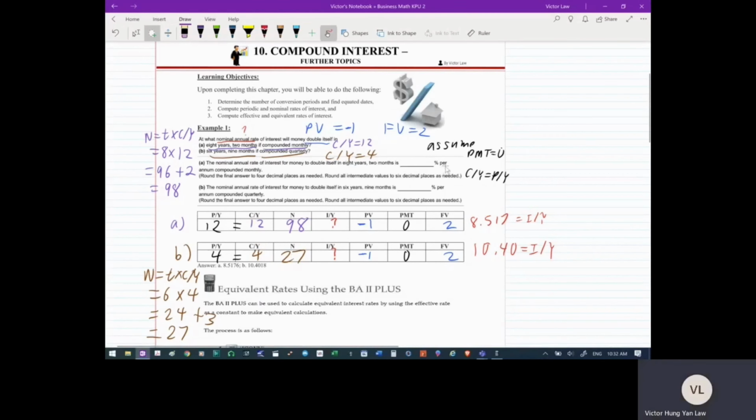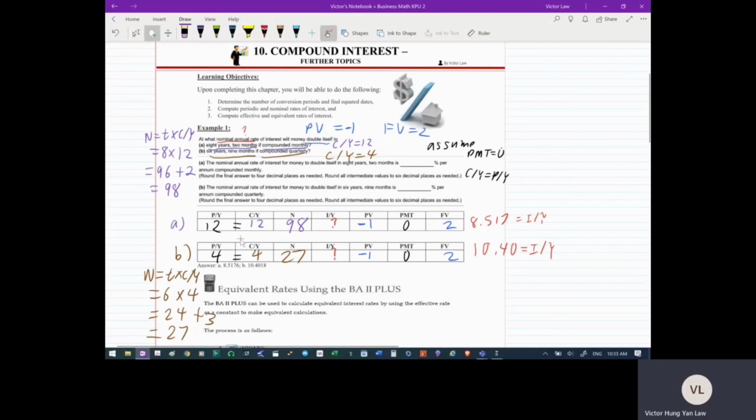And then lastly, we have the assumption that we made. We're assuming that PMT equals to 0 for now. So that's why we have PMT equals to 0 for part A and part B. And then when PMT equals to 0, our CY will equal to PY. So that's why our PY is 12 and 4 for part A and part B respectively, because we're assuming that the PY will be the same as the CY for now. So when our PMT equals to 0, then our CY will equal to the PY by assumptions.